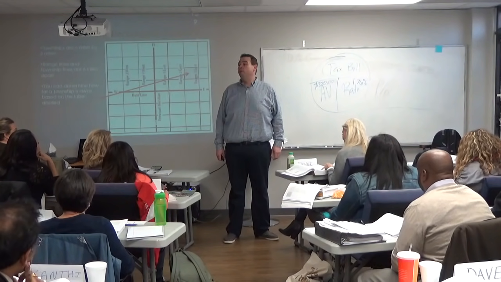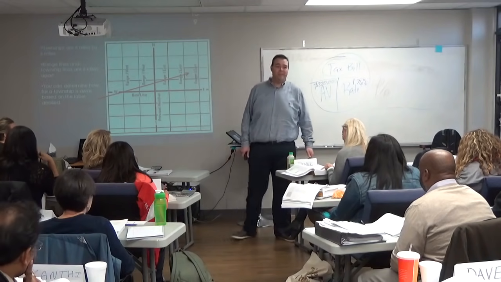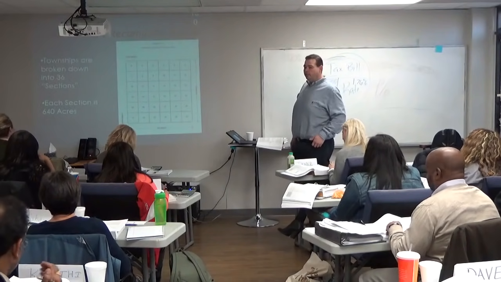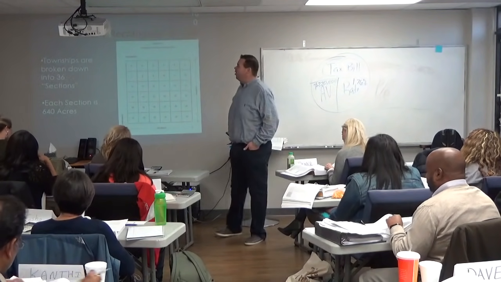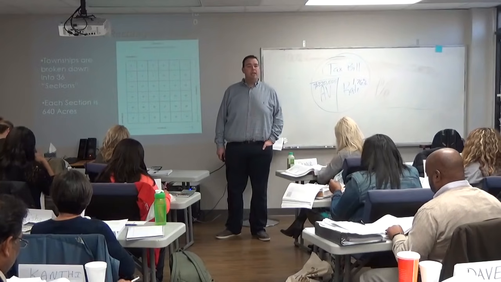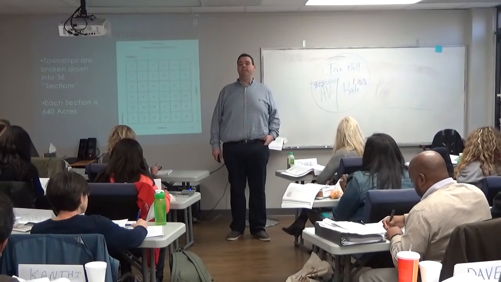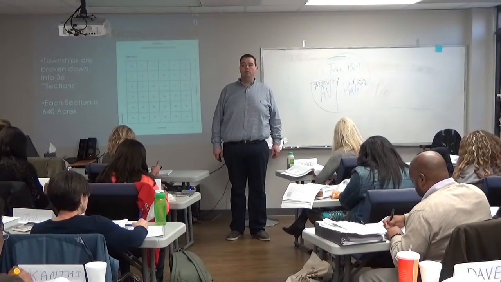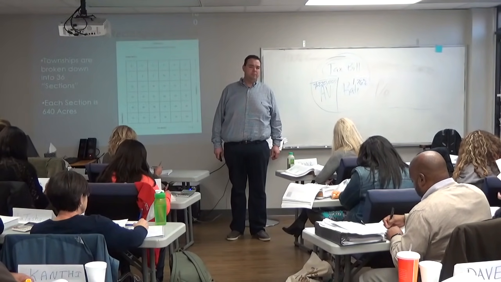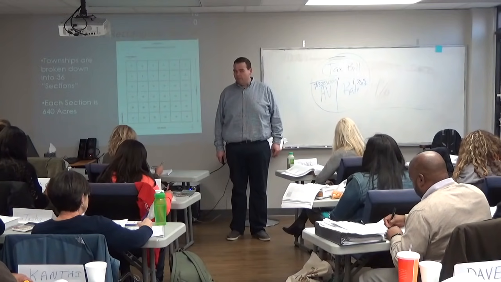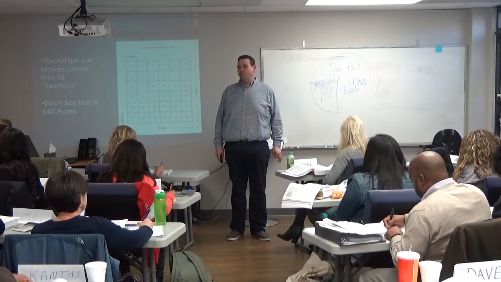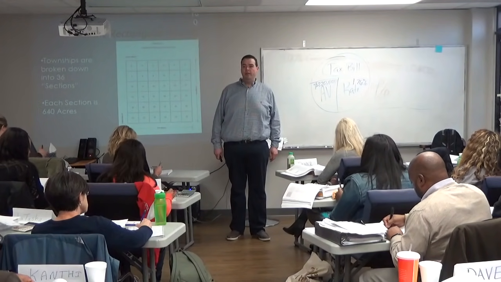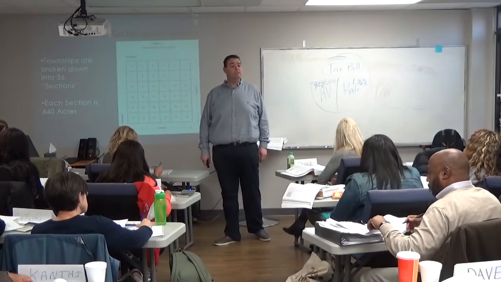Everything's in a grid because of the government rectangular survey, the way things are laid out. The building blocks of townships are called sections. Every township is broken into 36 sections. How many square miles did we say there were in a township? 36. How many sections in a township? 36. So what does that tell you about the size of a section? It is 1 square mile. Every section is 1 square mile.